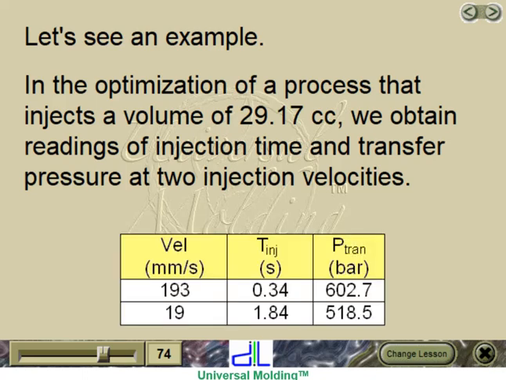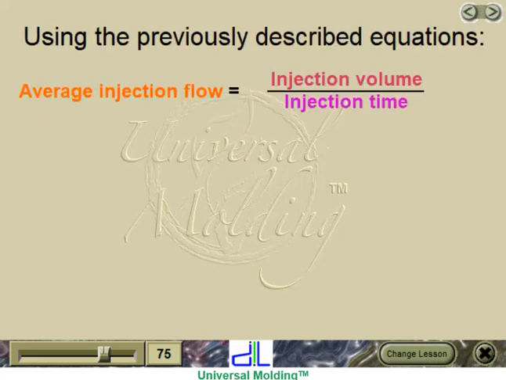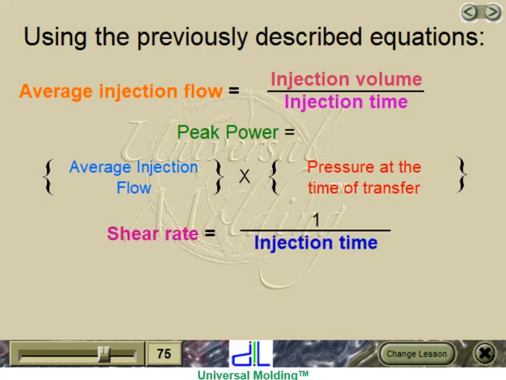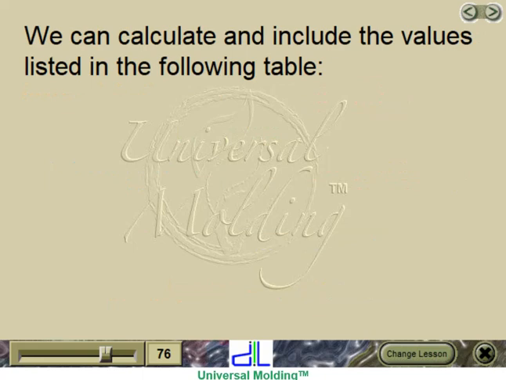In this case, the injection velocities are 193 millimeters per second and 19 millimeters per second. Using the previously described equations, average injection flow equals injection volume divided by injection time, peak power equals average injection flow times pressure at the time of transfer, shear rate equals 1 divided by injection time, relative viscosity equals plastic pressure times injection time. We can calculate and include the values listed in the following table.